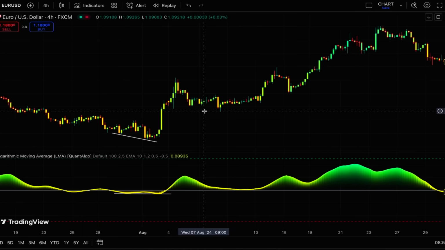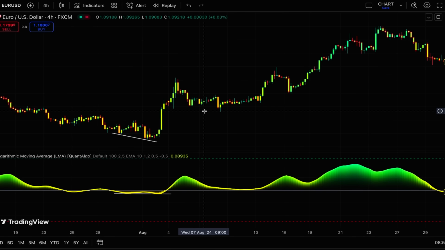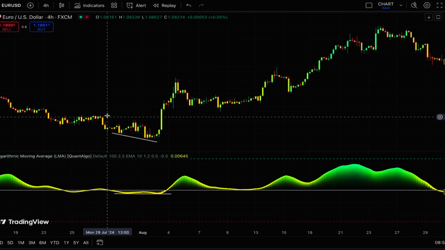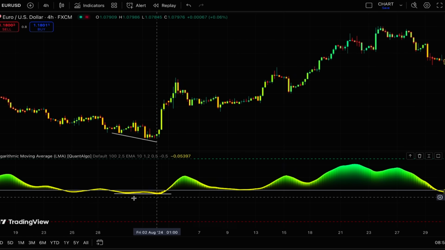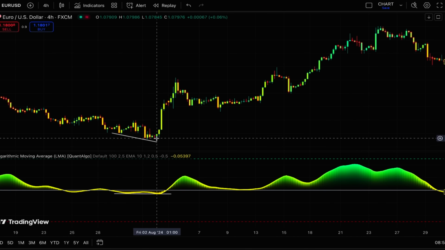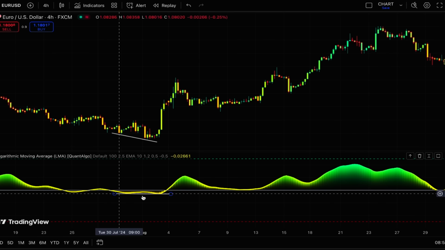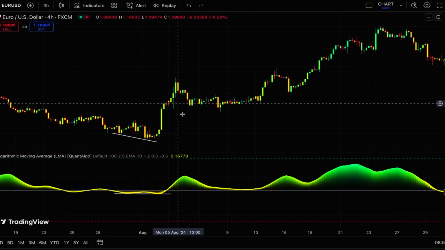You can also use this indicator for identifying divergences, so you can find reversals in the market. For example, here you can see that the price made a lower low, but here the oscillator made an equal low. It didn't follow the direction of the price. When the price makes a lower low, but the line makes a higher low or equal low, this is called bullish divergence, and it gives the possibility that a reversal is probably going to happen.